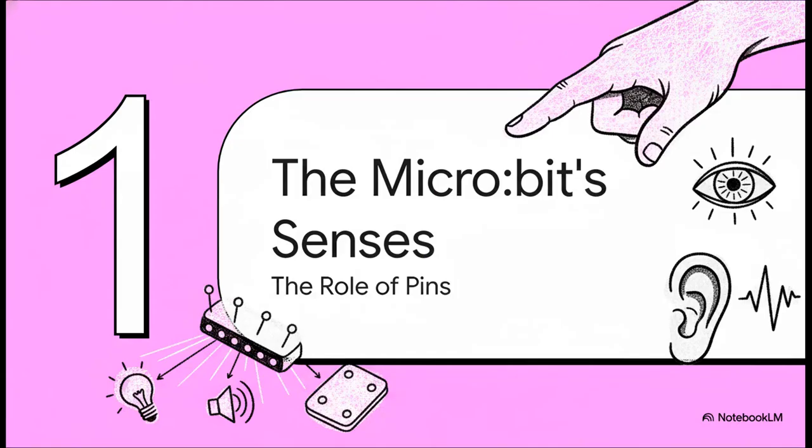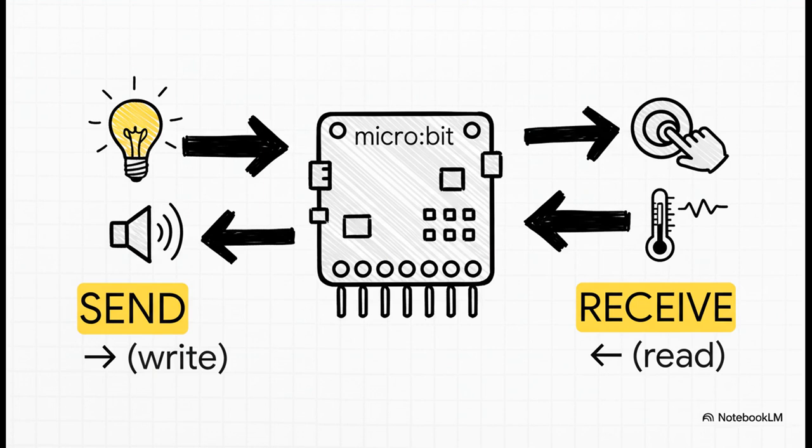The whole secret lies in these little things we call pins. And honestly, the best way to think about these pins is as the micro:bit's senses. They are its eyes, its ears, and its hands. They're the physical connection points that let it actually touch and be touched by the world around it. At its heart, this is a two-way street.